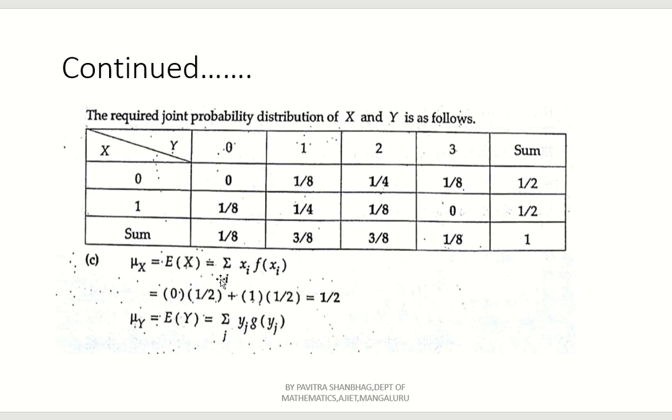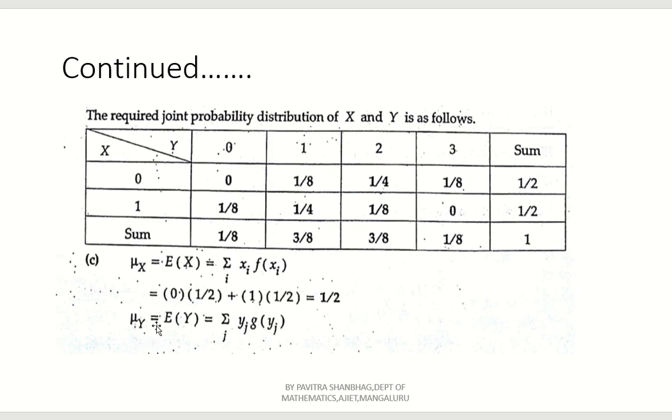Now find the expectation of x. E of x is equal to summation x fx, right? Now what is summation x into fx? X is 0, and fx we have already done here, that is 1 by 2. See here, 0 into 1 by 2 plus 1 into 1 by 2, that is 0 plus 1 by 2, that is 1 by 2. So expectation of x, or mu of x, equals 1 by 2.